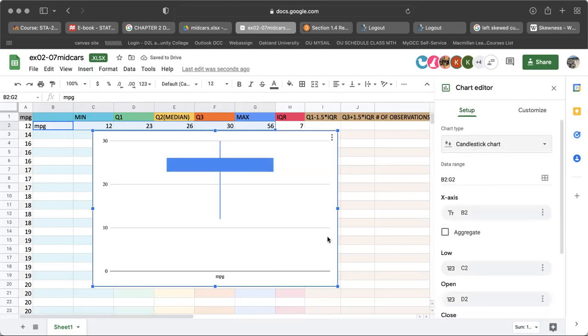Okay. Now, one thing about the Google Sheet box plot, it doesn't show me the outlier, which I don't like. All right, next question. What is the shape of the distribution shown by the box plot? Well, I don't know. It's not a histogram, right? Which feature of the box plot led you to this conclusion?